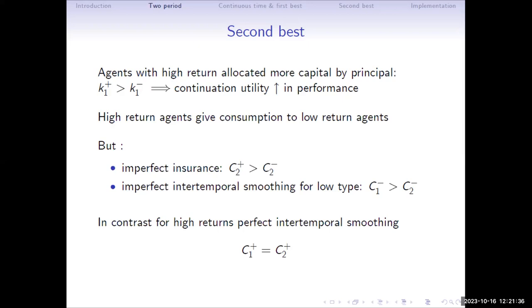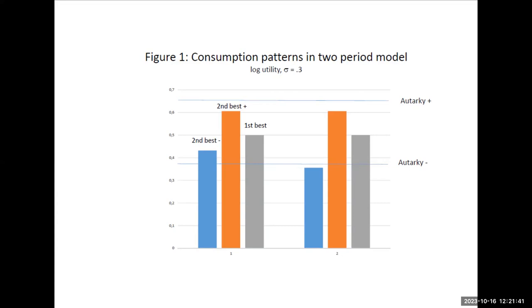So here is a little graph. These bars are the consumption of the agent. You have a little one under the first bunch of bars, that's time one. A little two under the second bunch of bars, that's time two. And then the gray bar is the first best consumption. You remember it's 1/2. So I consume 1/2 at time one and 1/2 at time two. And the blue and orange bars are the consumption in the second best. The blue one is if I was not successful. So you see, if I was not successful, I get less than in the first best, and actually I get even less at time two. If I was successful, I get my orange bars, which are above the first best.